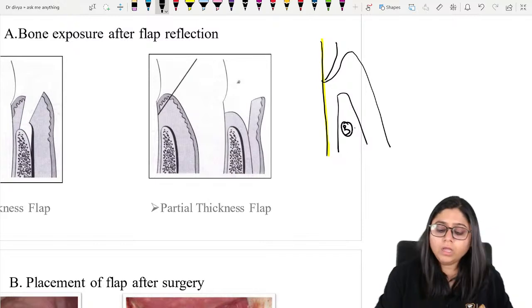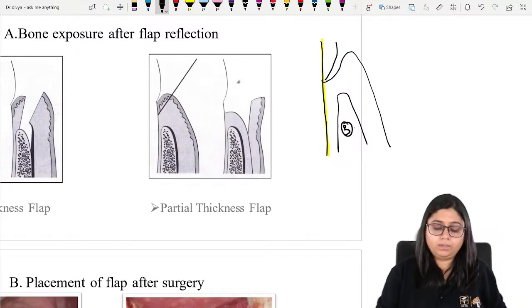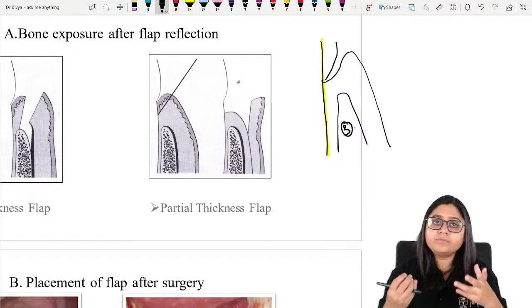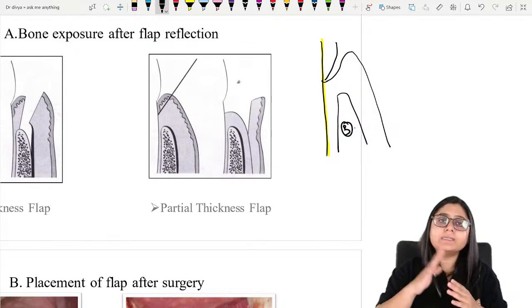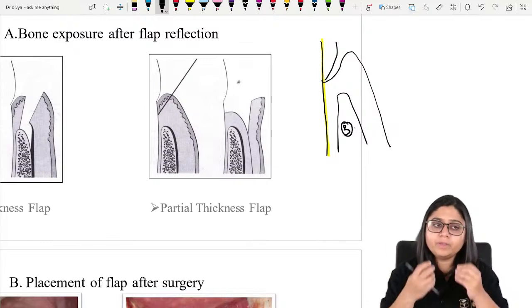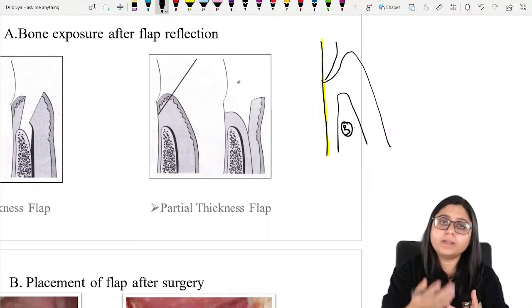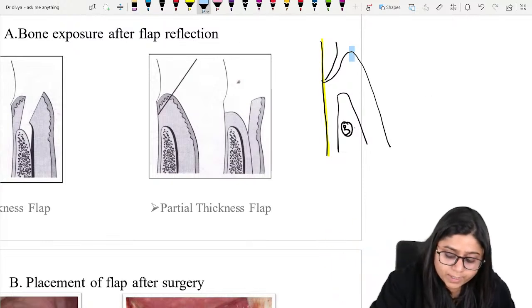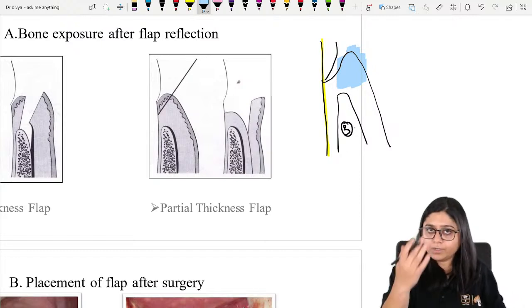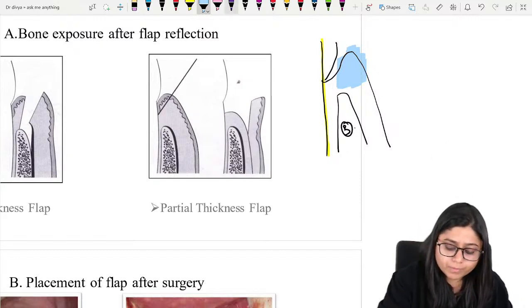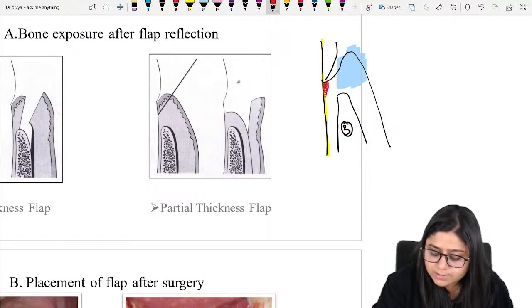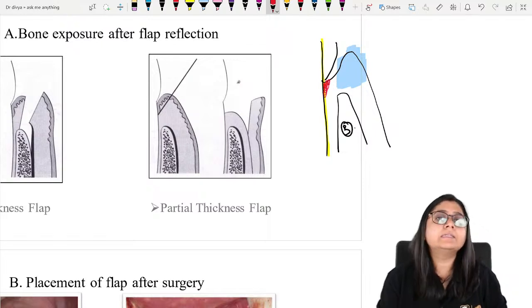Bone. Now why are we doing flaps, why are we raising flaps, guys? We are raising the flaps so that we can visualize what is there below the gingiva. When we are able to visualize it, we will be able to treat it, right? So when I am removing this flap, what am I able to see? Directly the bone, right? Here bone. And what I want to see on the bone is the calculus which is here. Whatever calculus is here, I want to see that so that I can easily remove it.